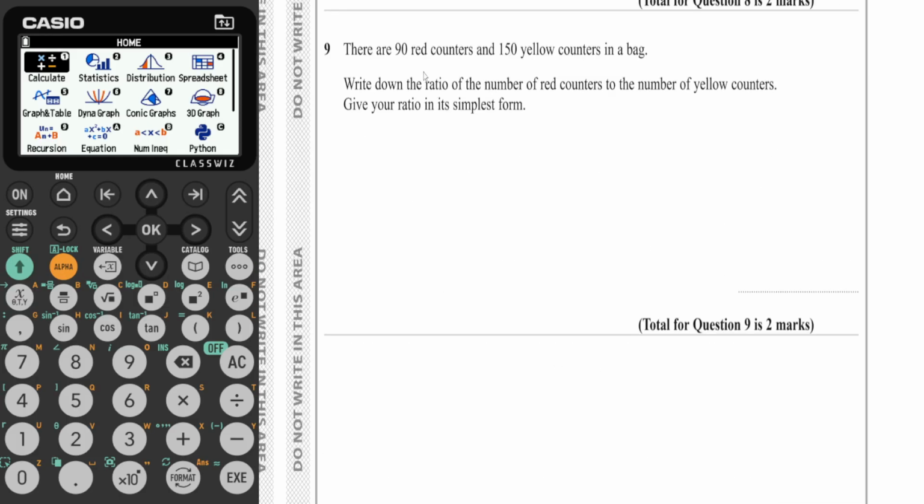Question number 9. There are 90 red counters and 150 yellow counters in a bag. We have to write down the ratio of the number of red counters to the number of yellow counters. Give your ratio in its simplest form. So we have red to yellow being 90 to 150. What we can do is divide both sides by 30. So if I divide both sides by 30, we end up with 3 to 5.